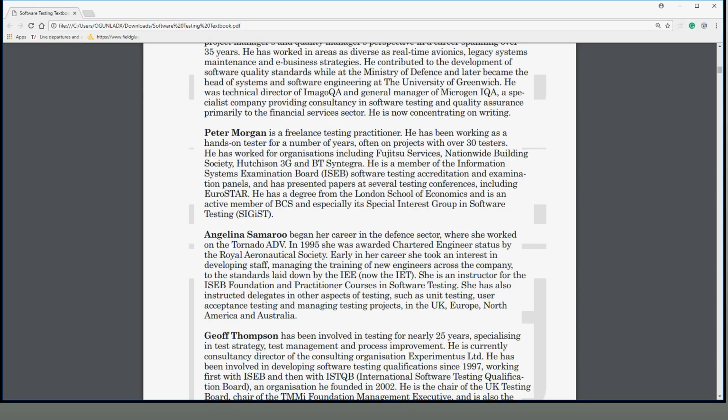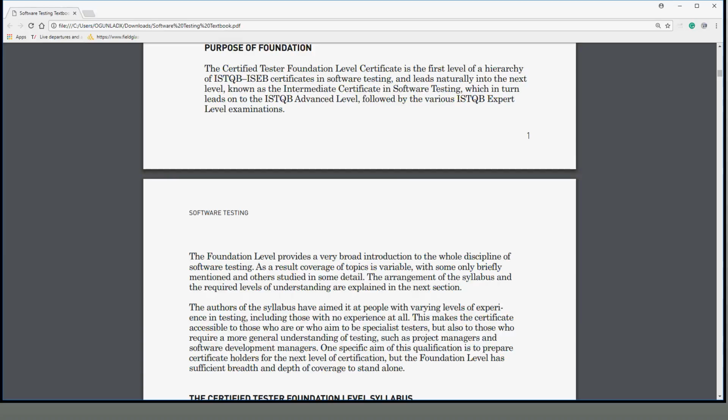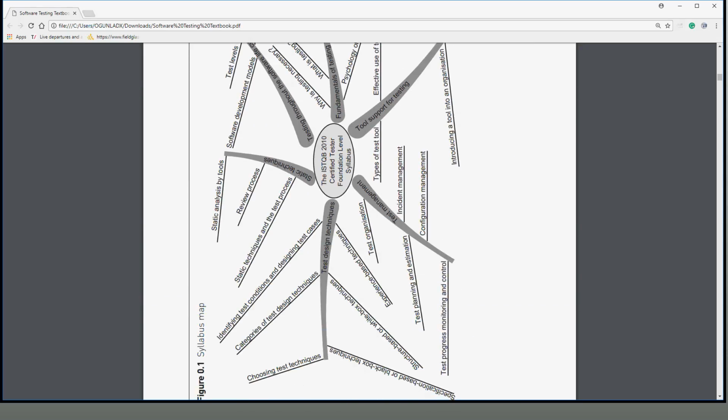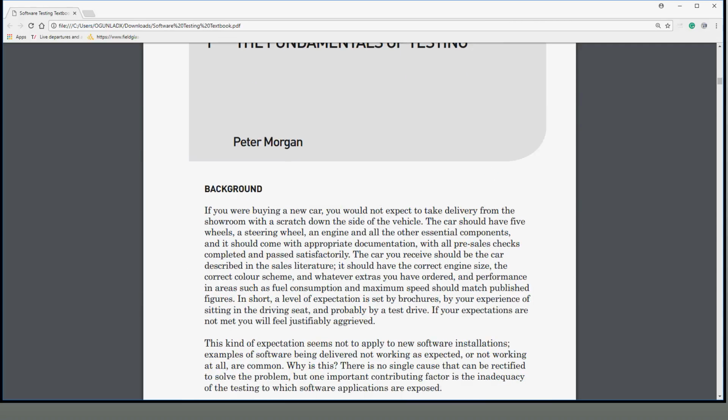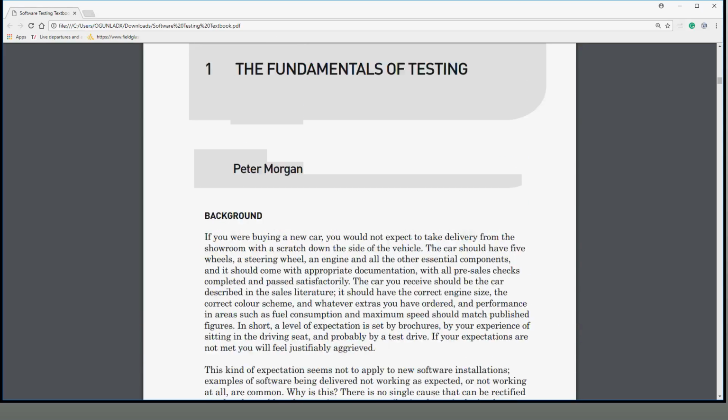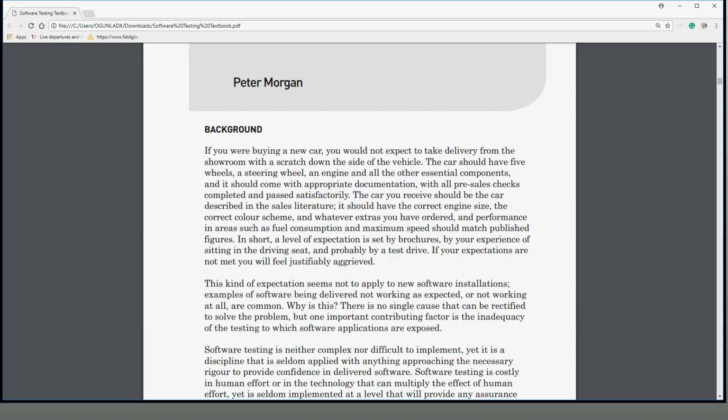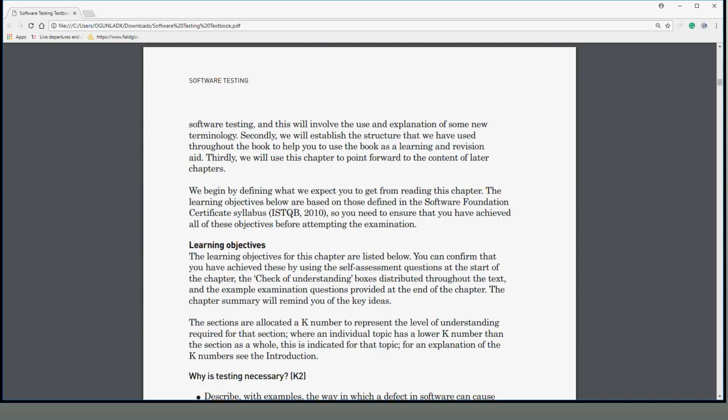I'll start from chapter 1 of the book, so I don't need to waste time on this one. Basically, about the book: fundamentals of testing.